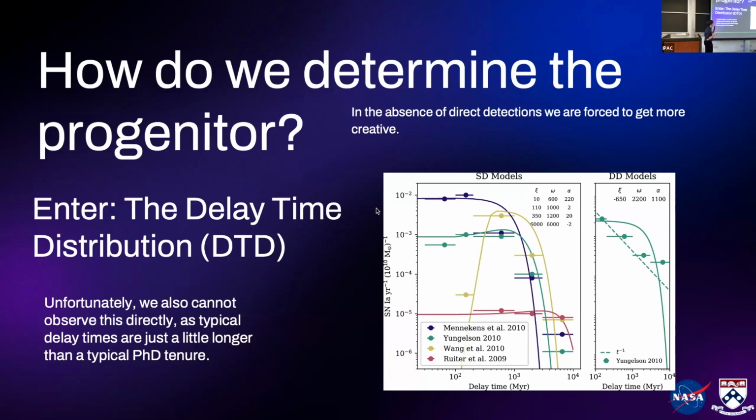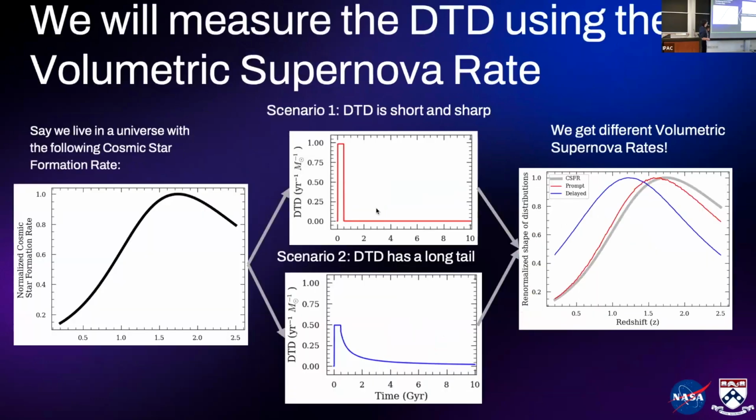And as you can see, the singly degenerate ones are done by a couple of gigayear, meanwhile the doubly degenerate goes all the way out to 10 gigayear. Of course, both of these timescales are just a little bit longer than my PhD, so we're going to have to find another way of observing this. And specifically, we're going to do that through the volumetric supernova rate.